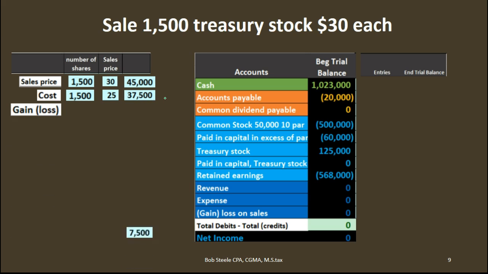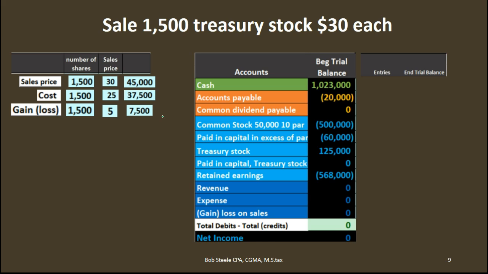And the difference, we can calculate a couple of different ways. We can take the difference here, 7,500. We can also take those 1,500 shares times the difference per share, 30 minus 25, which is 5, times 1,500, which brings us to that 7,500. So those are two ways we could get to that same number. Now, if this was a sale of someone else's stock and not our own treasury stock, that 7,500 would be a gain. We sold it for more than we purchased it for. But of course, it being treasury stock, we're going to have to deal with that.